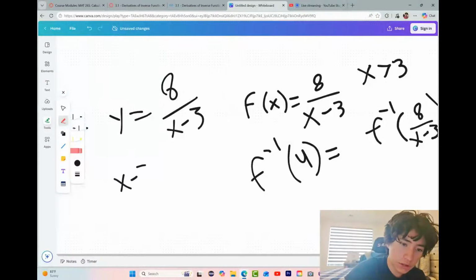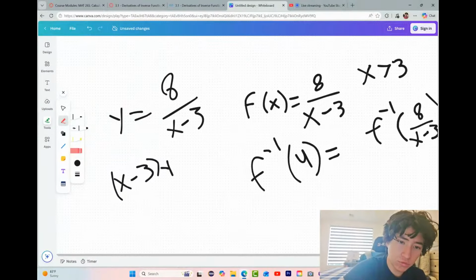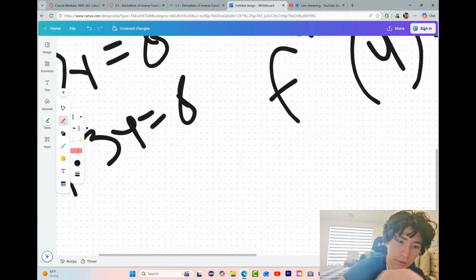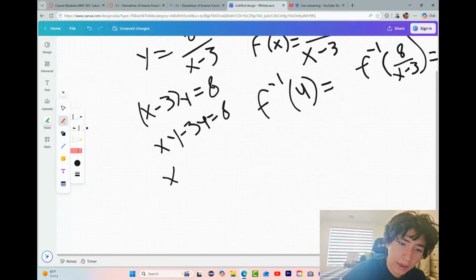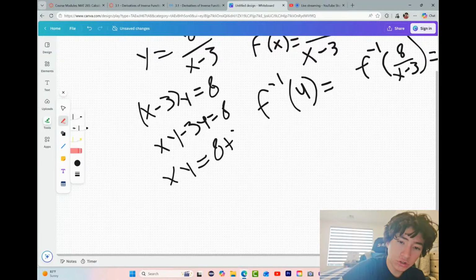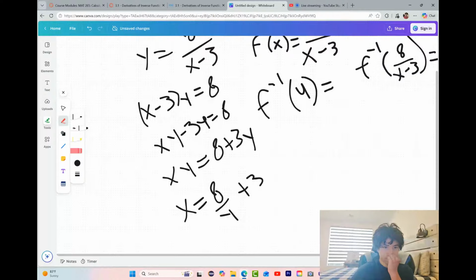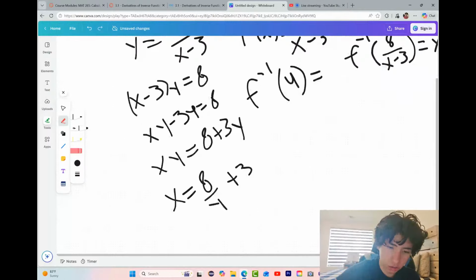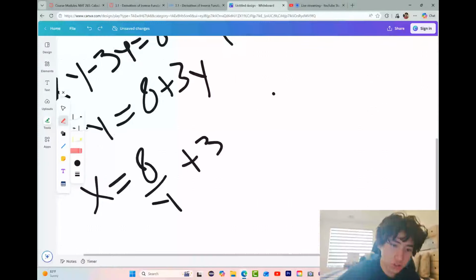So we have x minus 3 times y equals 8. Xy minus 3y equals 8. Whoops. Xy equals 8 plus 3y, I think, right? Yeah. And then x equals 8 over y. Oh, we got that right, right? Yeah, we got that right. Perfect. So this is what we got. So x equals 8 over y plus 3.